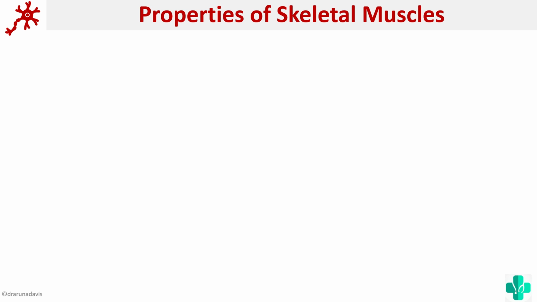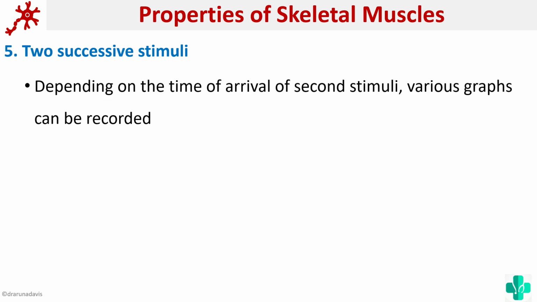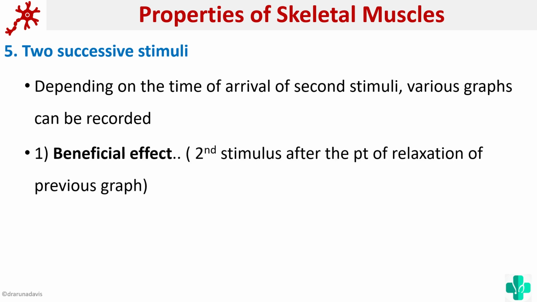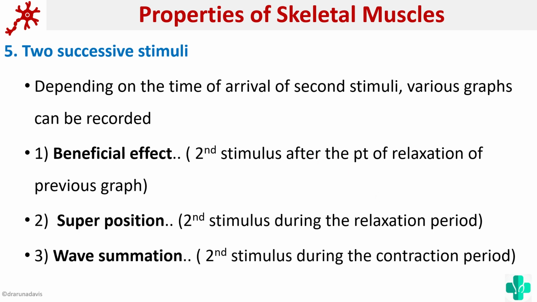Next we'll move on to our experiments. First one, two successive stimuli. What happens when a second stimulus is given to a skeletal muscle? Now that depends on when we are giving the second stimulus, that is, the time of arrival of the second stimulus. Based on the time of arrival, we can get various graphs. First one is the beneficial effect. We get beneficial effect when the second stimulus is given after the point of relaxation of the previous graph. I'll show that with the help of an example.